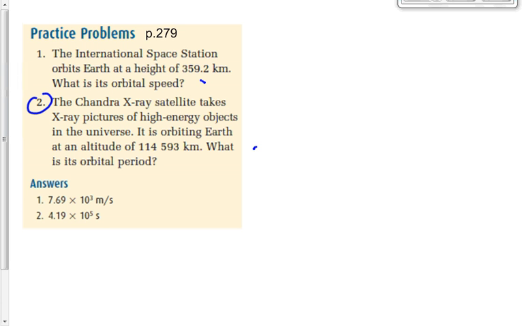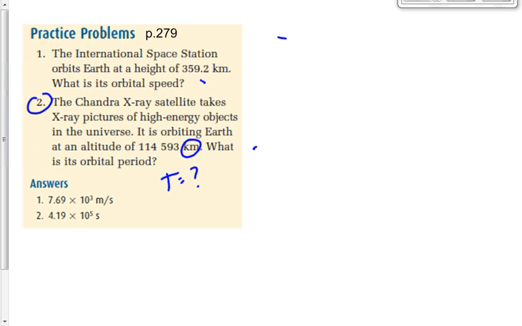This one's a little bit different. This one has a much bigger altitude than the International Space Station does. This is one that we want to be further away from the Earth because we don't want the images that it takes to be obscured by the Earth's atmosphere. So we put it way above the Earth's atmosphere. The Chandra X-ray satellite takes X-ray pictures of high-energy objects in the universe. It's orbiting around the Earth at an altitude of 114,593 kilometers, which we don't really want kilometers, right? We want meters. We want to find the orbital period.